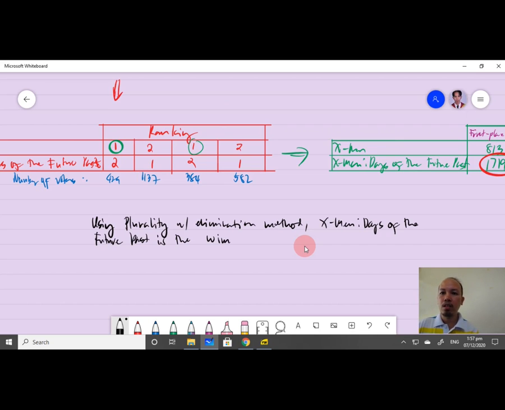Okay, so we are done. So as you have noticed, for the three methods, X-Men: Days of Future Past is always the winner. Okay, but this is not always the case. Please remember that. So for our next topic, we will be discussing the last topic, which is the pairwise comparison voting method.